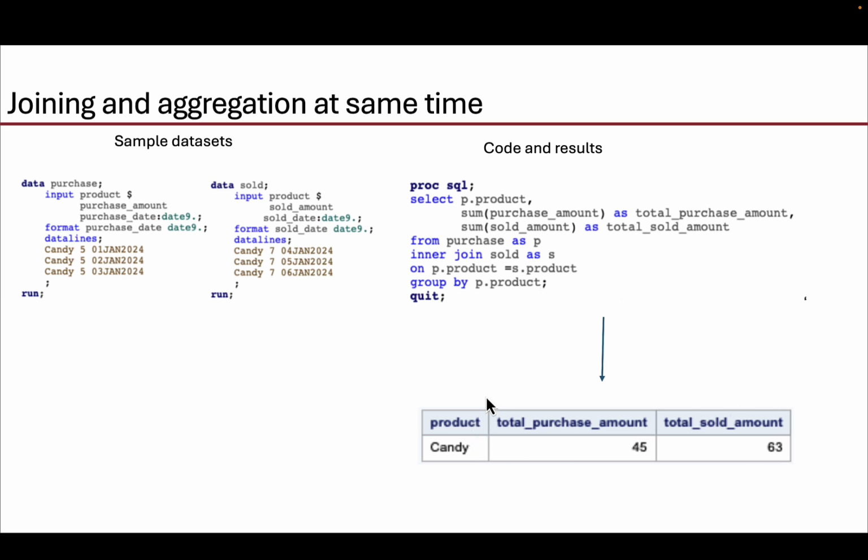But if you look at the result, there is a problem. Our total purchase_amount, which we got by doing the sum of purchase_amount, is 45. Our total sold_amount, which we got by doing the sum of sold_amount, is 63. But if you check manually, our total purchase_amount should be 15 and our total sold_amount should be 21. This is 3 times more. Now let us try to understand why this is happening.